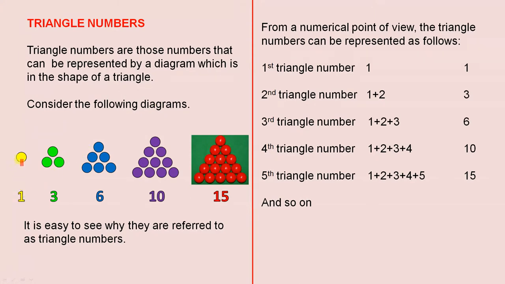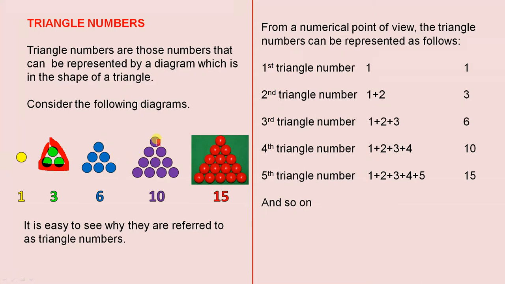So 1, that's the first triangle number. It's just the number 1. The second triangle number is 3, which is 1 plus another 2. And you can see the triangular shape. The next triangle number is 1 plus 2 plus 3, which gives us 6. And the triangular shape is evident.